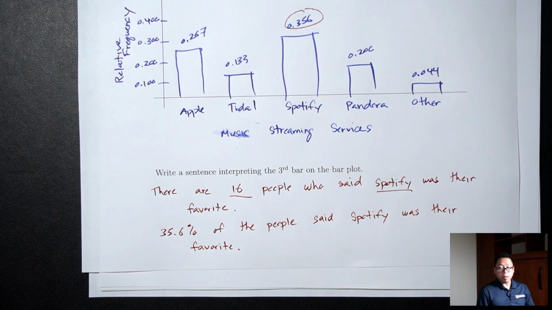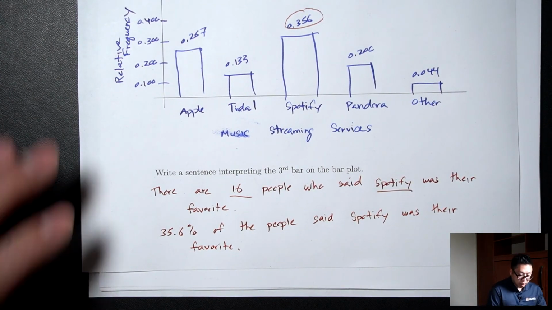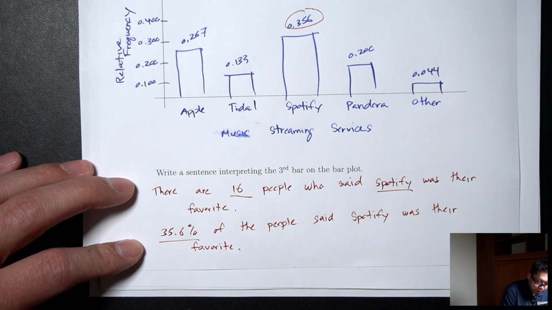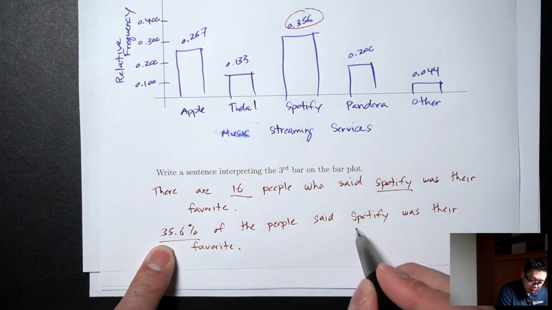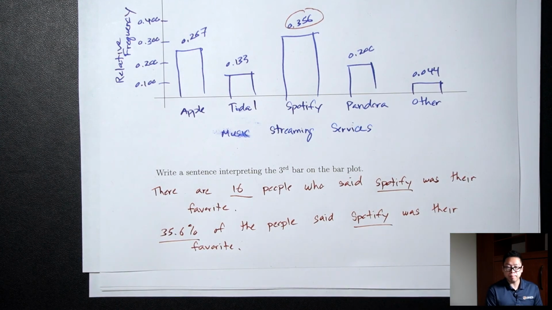So anytime you're interpreting a relative frequency, I want you to convert it to a percent and then tell me what's special about these 35.6%. They said Spotify was their favorite.